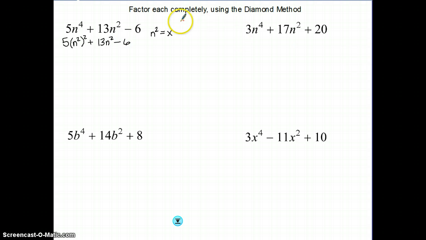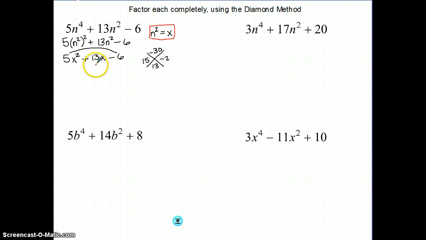Now anywhere there's an n squared, I'm going to replace it with an x. So I have 5n squared, or x, and this exponent of 2 stays on the outside, plus 13n squared, or x, minus 6. Now this is familiar. You have x to the second, x to the first, so you may factor by the diamond method. Multiply the first and the last coefficients to get negative 30, and on the bottom I have positive 13. Two numbers that multiply to negative 30 and add to positive 13 are going to be 15 and negative 2.